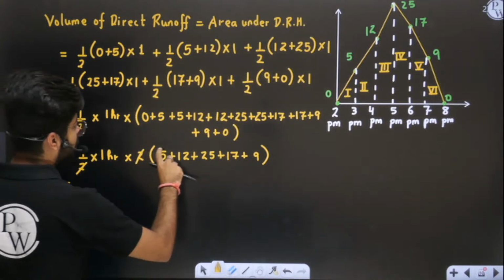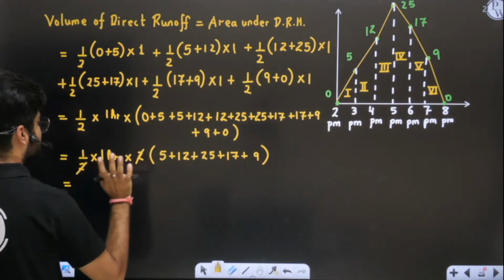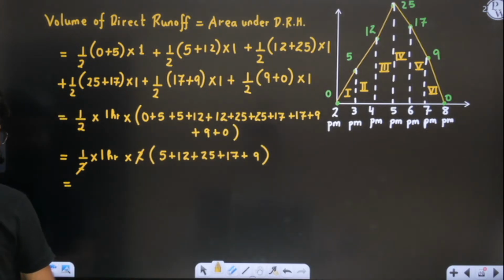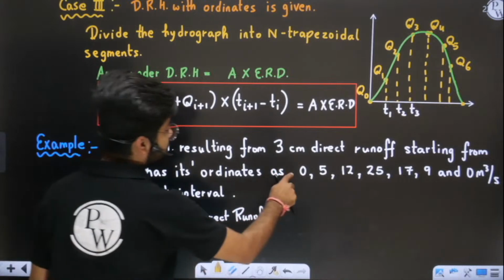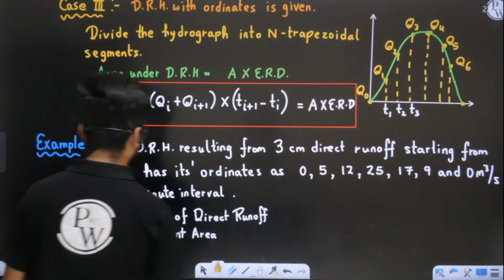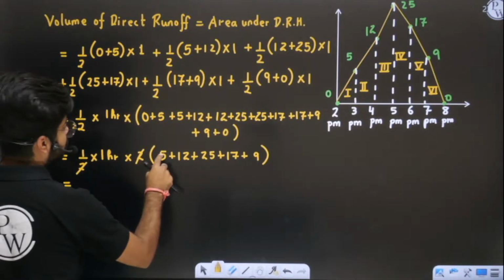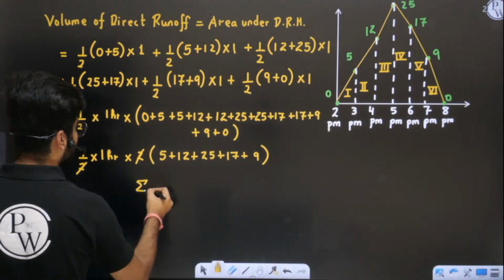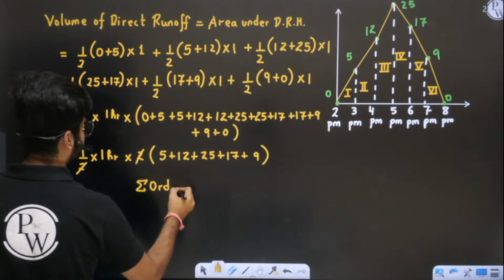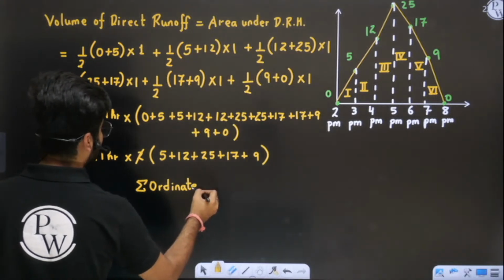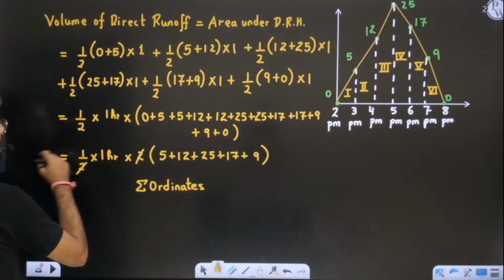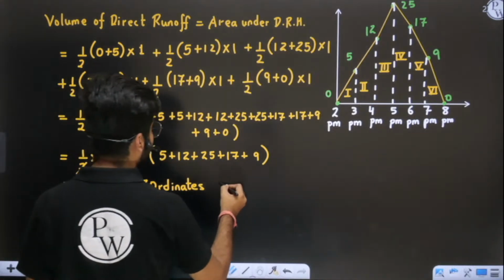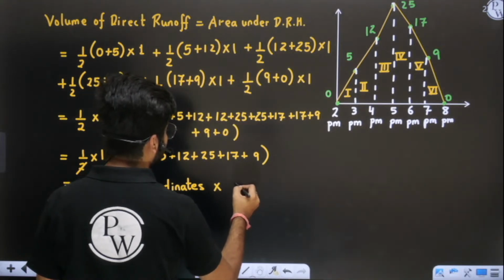You need to understand all these things. Sir, listen very carefully. This is the sum of ordinates. See the question given to me: 0, 5, 12, 25, 17, 9, 0. We have simply summed up all the ordinates and multiplied by the time gap. The half and the 2 have got cancelled, and we multiply by the time gap.